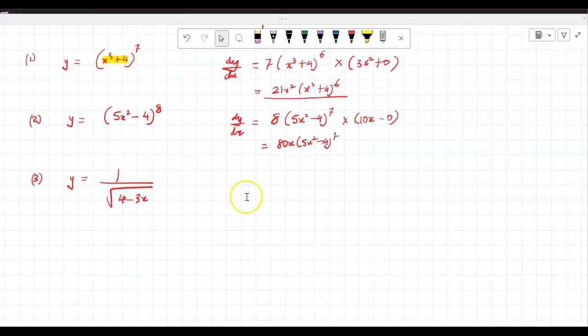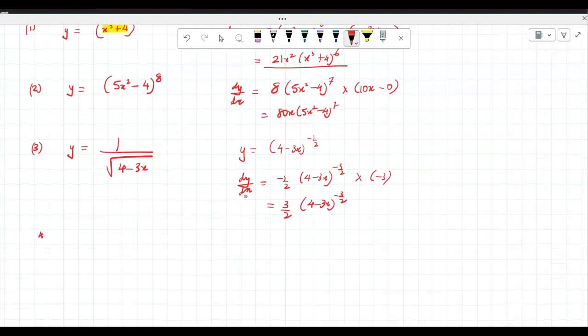It's very important that you first rewrite this as y is equal to (4 minus 3x) raised to minus half, getting it in the numerator. Then when you take the derivative, it's minus half (4 minus 3x) raised to minus 3 by 2. The derivative of the inner function is minus 3. So basically that's 3 over 2 when you multiply, (4 minus 3x) raised to minus 3 by 2. Okay, next.